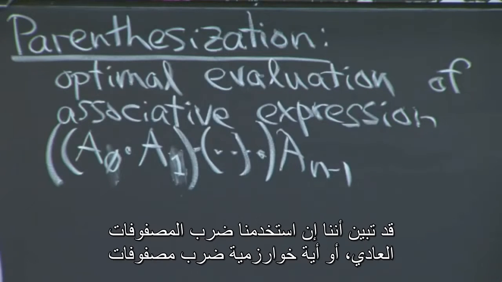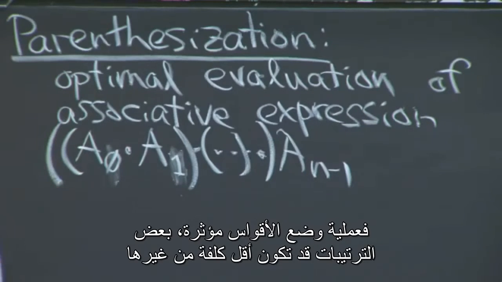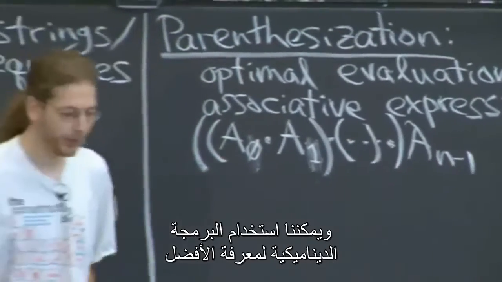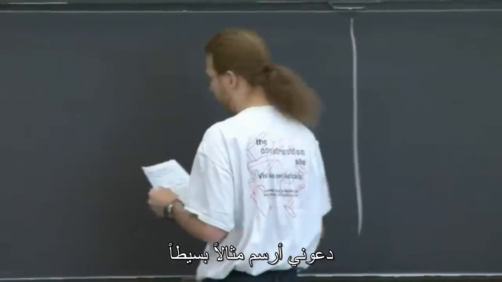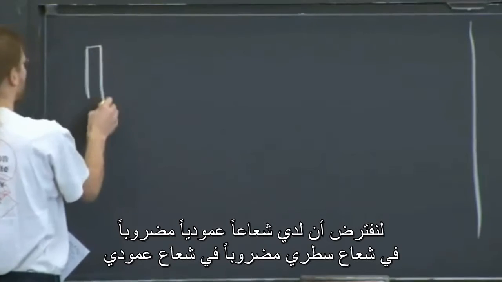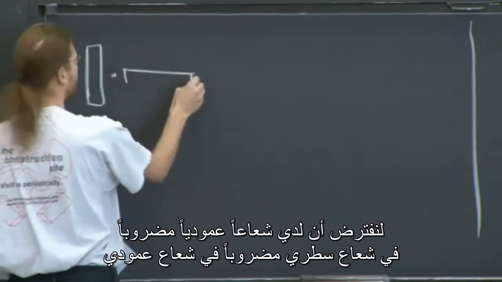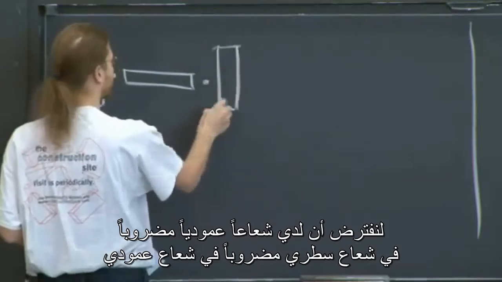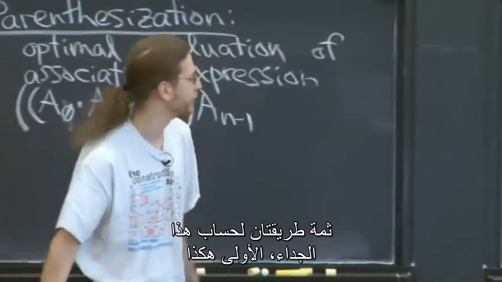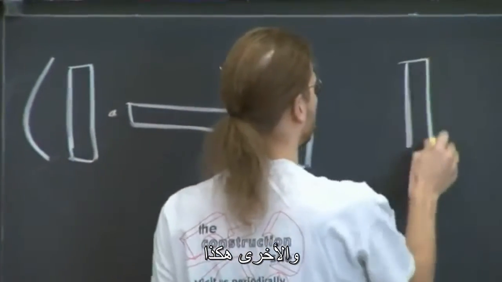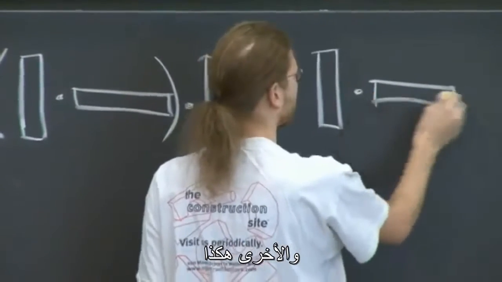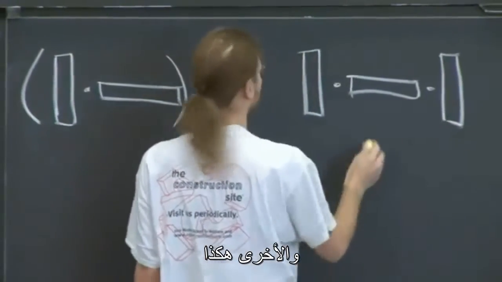Now, it turns out, if you use straightforward matrix multiplication, or really any algorithm for matrix multiplication, it matters how you parenthesize. Some will be cheaper than others. And we can use dynamic programming to find out which is best. So let me draw a simple example. Suppose I have a column vector times a row vector times a column vector. There are 2 ways to compute this product. One is like this, and the other is like this.